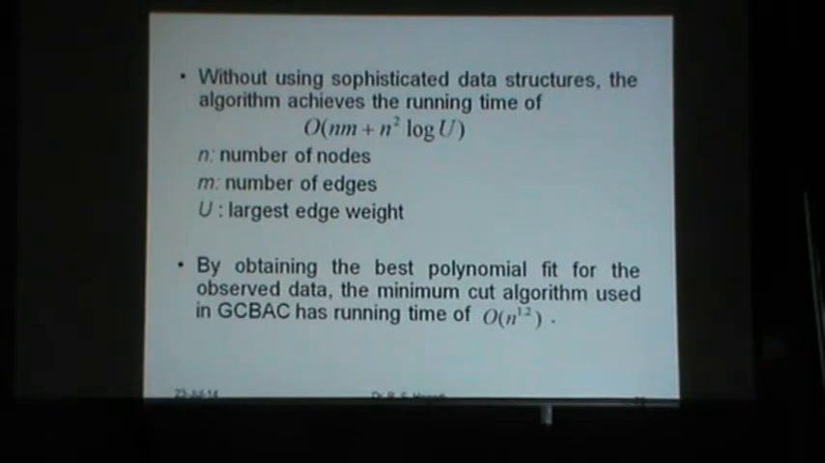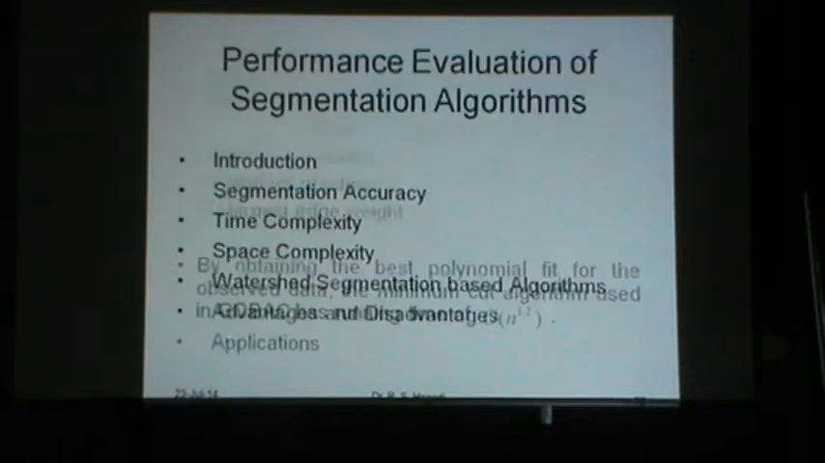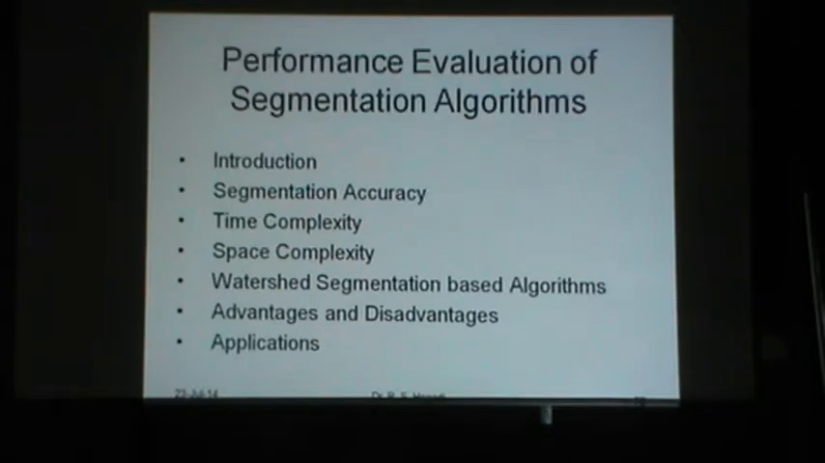So it's a very fast technique, and it uses the minimum kind of data structure while implementing the technique. So these are the advantages of the graph cut based active contours. Later we evaluated the performance of all these techniques.